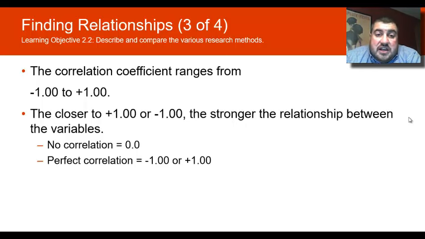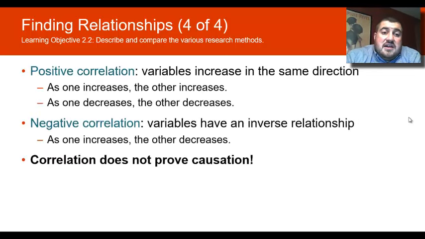A positive correlation means variables increase in the same direction. As one increases, the other increases. The more apples you eat, the healthier you are. That's a positive correlation. As one decreases, the other decreases. The fewer cigarettes you smoke, the less your chance of cancer is. And a negative correlation is variables that have an inverse relationship. As one increases, the other decreases. The more cheeseburgers you eat, the poorer health you will have.